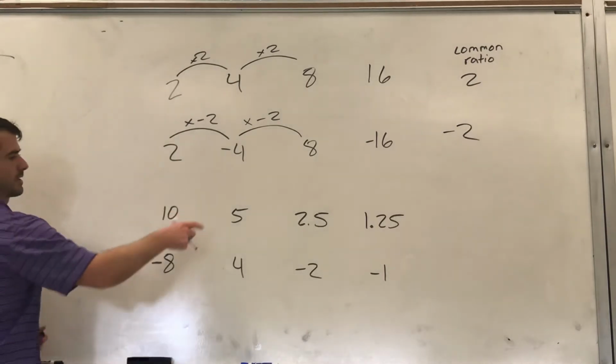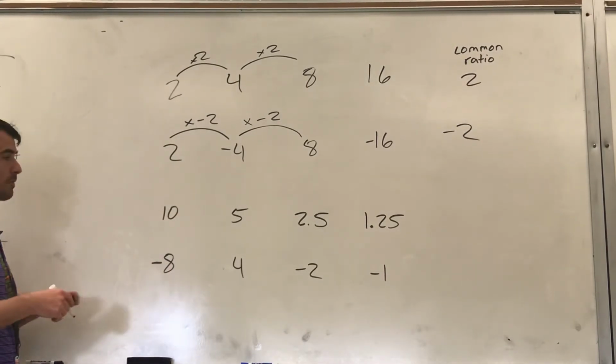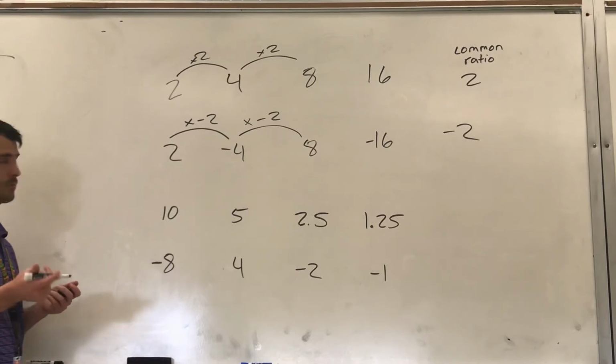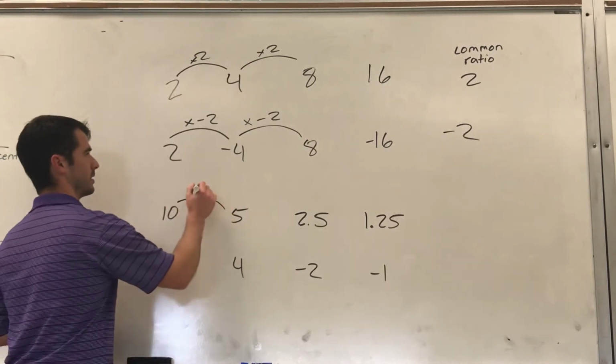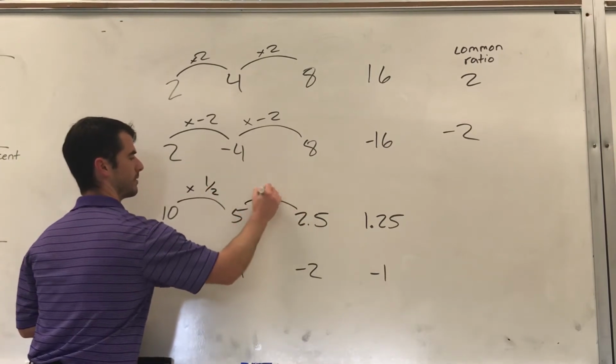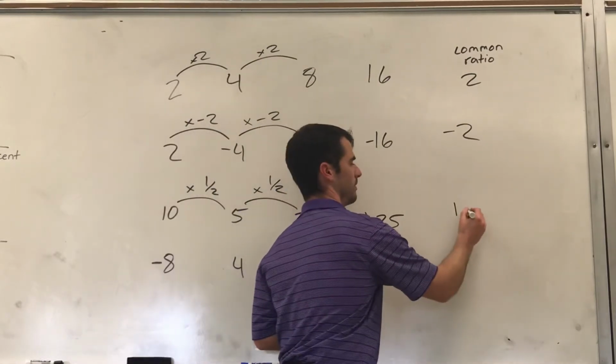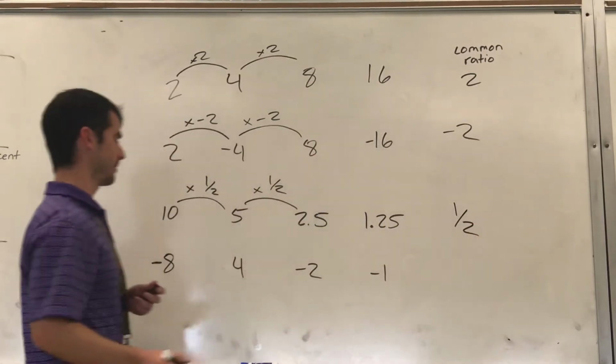So this time it's a little different. We're going down, which means we're not dividing. We're just going to be multiplying by half. So multiply by 1/2. So our common ratio, or our b value, is 1/2.